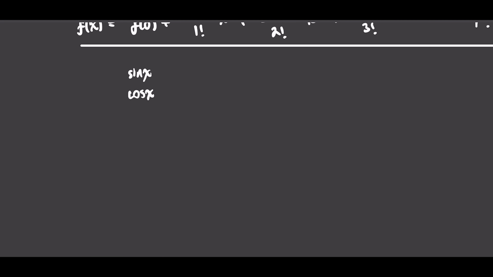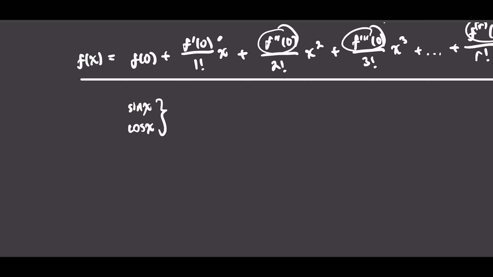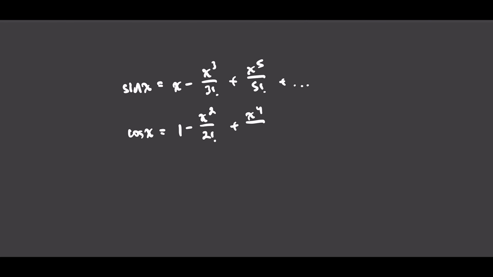This also applies to sine x and cosine x, and you can try it for yourself to see that if we add more terms, it will become more accurate. Now, using the identity sine x equals x minus x cubed over 3 factorial plus x to the power 5 over 5 factorial, and so on, and cosine x equals 1 minus x squared over 2 factorial plus x fourth over 4 factorial, and so on, we can find a good approximation of sine x.